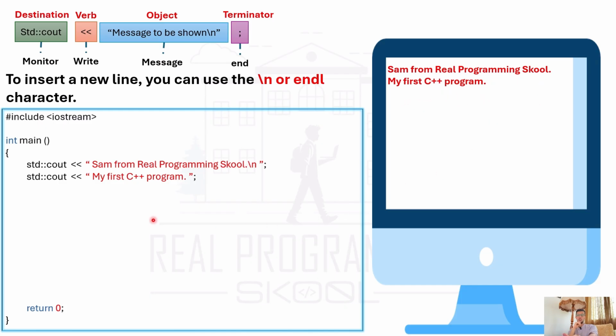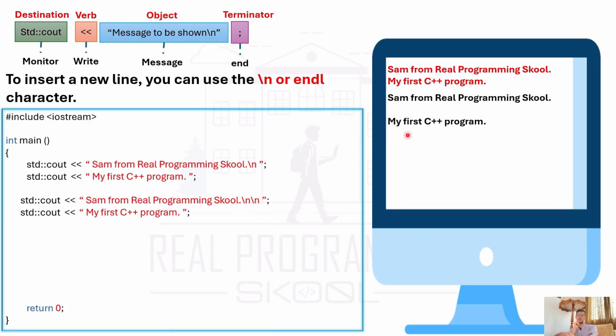All right, if I want two new lines, I will write it the same, but I will add another \n. So instead of one \n, I will do \n\n, and after that I will run the program. It will print on the screen like this: Sam from real programming school. It will give me a new blank line, and after that my first C++ program. This is the first new line method.